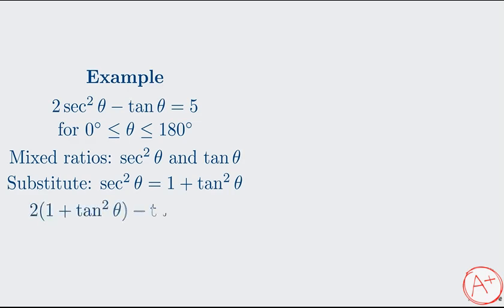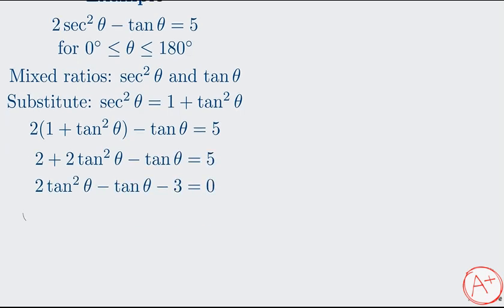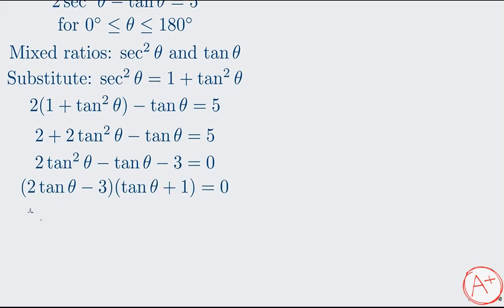Let's expand and rearrange it into a standard quadratic form. Subtracting 5 from both sides gives us our quadratic. Now we factorize. This gives us 2 possible values for tangent theta. Tangent theta equals 1.5 or tangent theta equals -1.